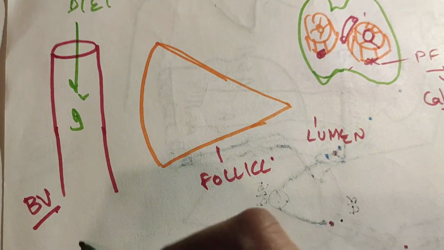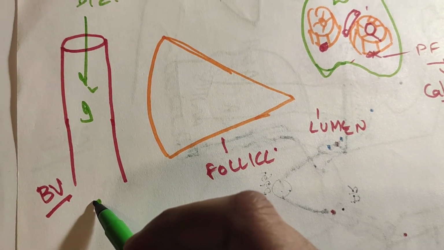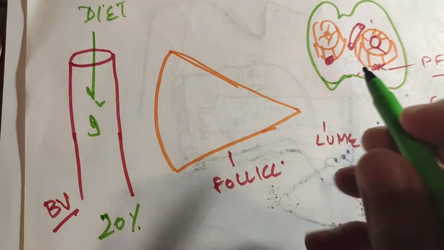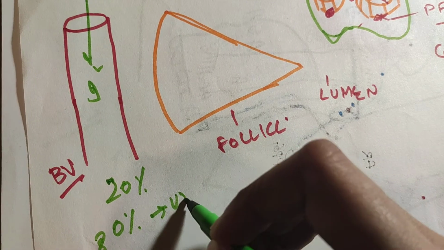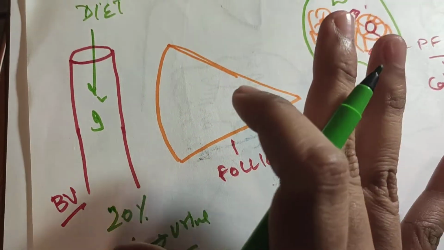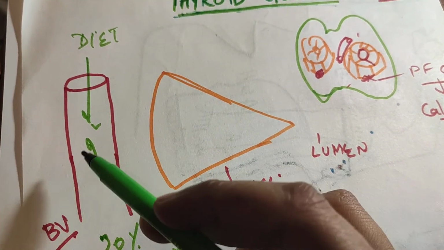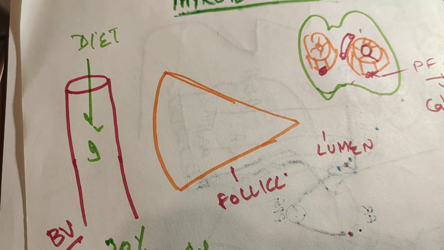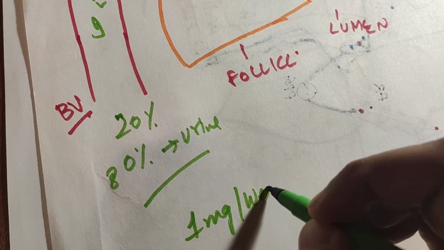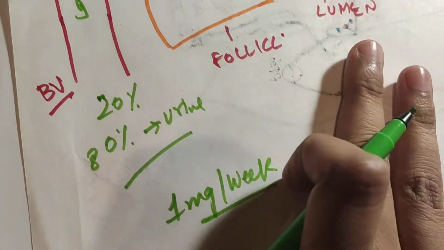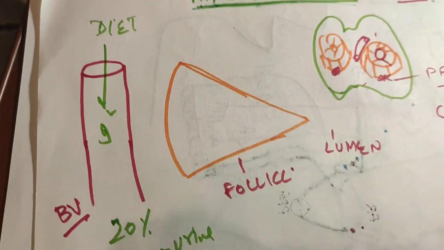Let me tell you, of the iodide which we take from the diet, only 20% is used by the thyroid gland, and the rest 80% is excreted in urine. Its requirement is also very small. You require only 1 milligram of iodine per week. This is the requirement of iodide. So suppose this is iodide.